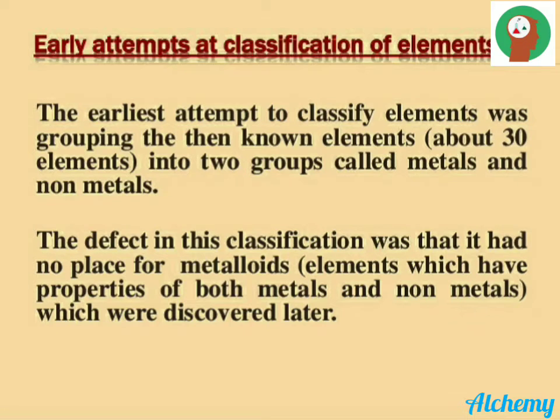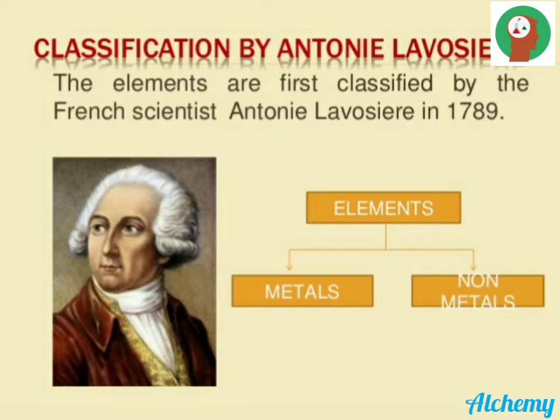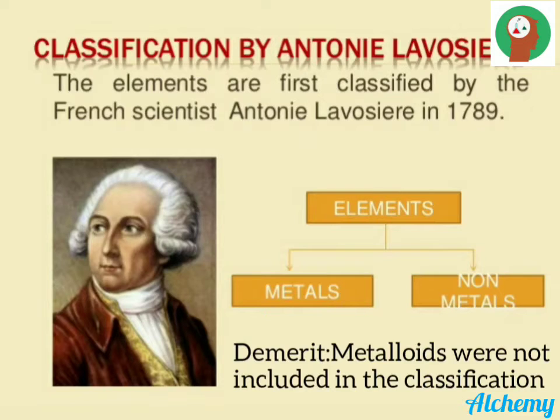The earliest attempt to classify the elements was grouping the then known elements, about 30 elements, into two groups, metals and non-metals. The defect in this classification was that it had no place for metalloids. Metalloids are elements which have properties of both metals and non-metals. The elements were first classified by French scientist Antoine Lavoisier in 1789. He classified the elements into metals and non-metals. The demerit of this classification was that metalloids were not included in the classification.